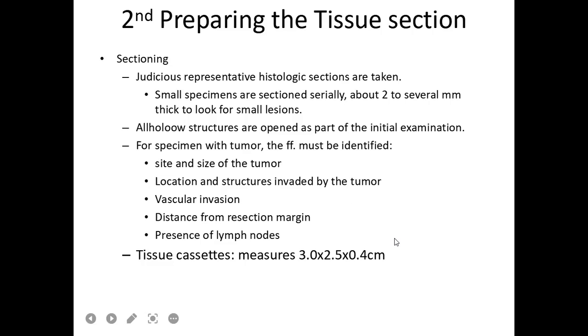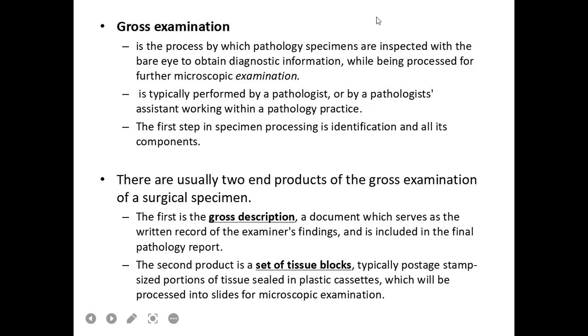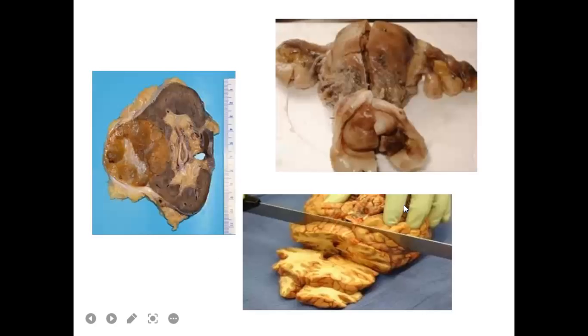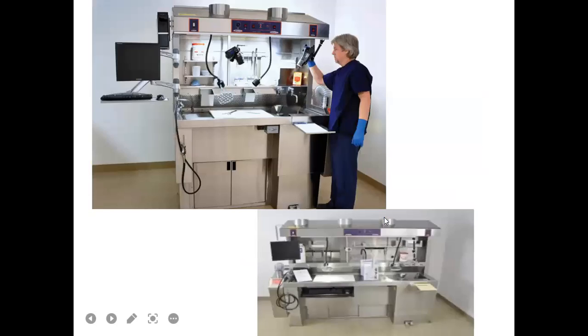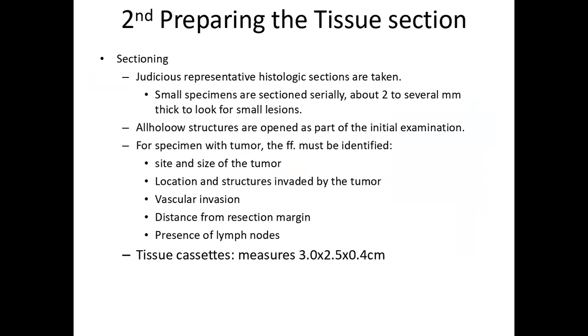So paano yung po ba kinakat yung avocado? Diba? So ganyan pataas, no? Just like with this picture. Ayan, kinat na ganyan. So that is actually the bivalve technique, no? So that is used for the uterus. Okay? For specimen with tumors, the following must be identified.